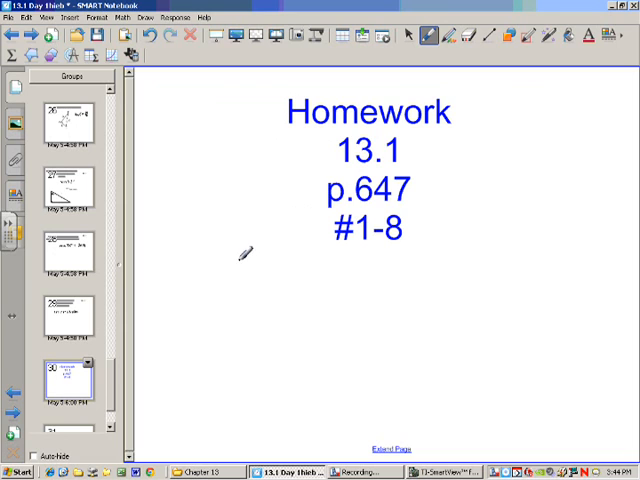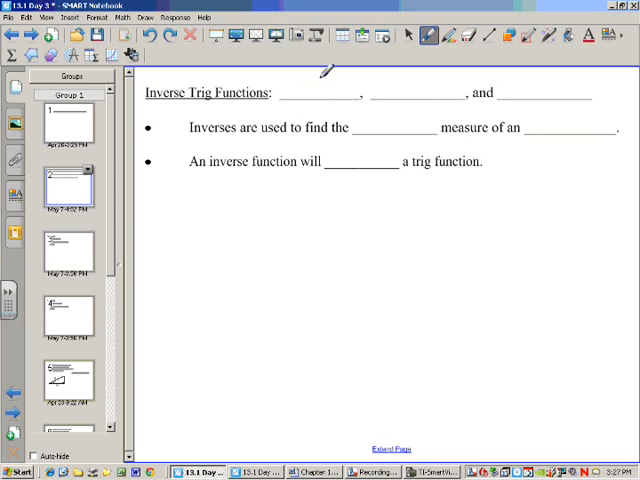All right. And now I want you to work on this homework. Good luck. Now, inverse trig functions, there's inverse sine, inverse cosine, and inverse tangent. Now, it looks like each of them have an exponent of -1. But we call it inverse sine, inverse cosine, and inverse tangent. Inverses are used to find the degree measure of an angle.